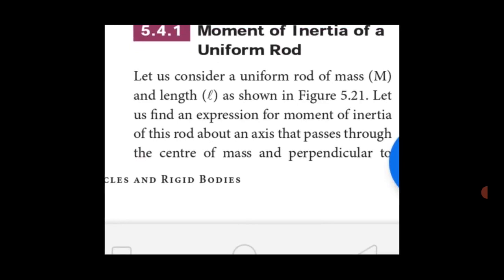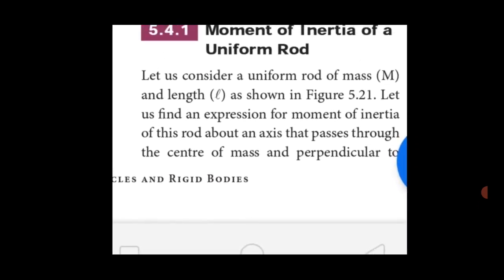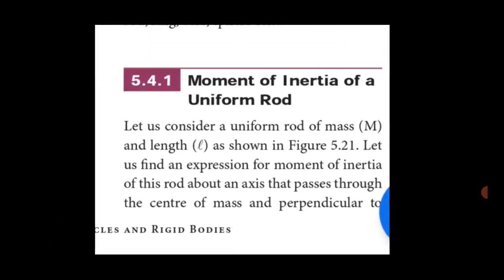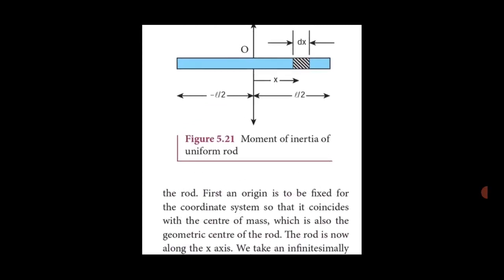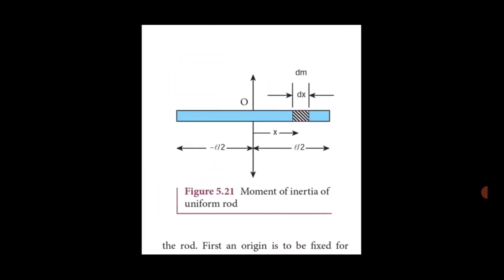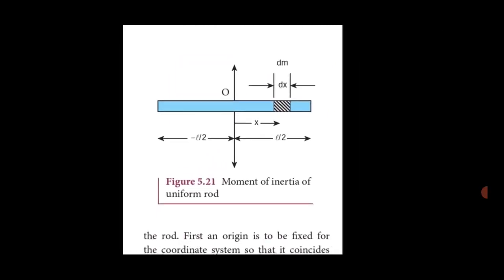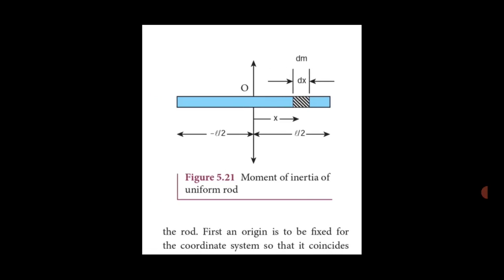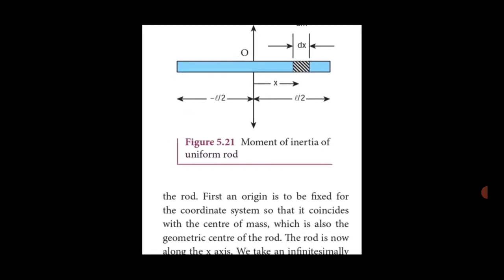Let us find an expression for the moment of inertia of this rod about an axis that passes through the center of mass and is perpendicular to the rod. That should be given here very clearly. The dx is a small length, and that has a mass dm, and x is a distance, and this side is minus L by 2, and this side is L by 2.